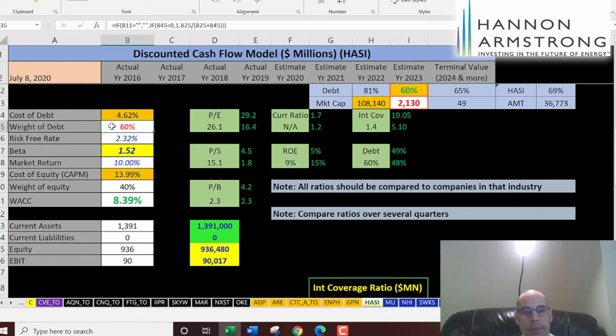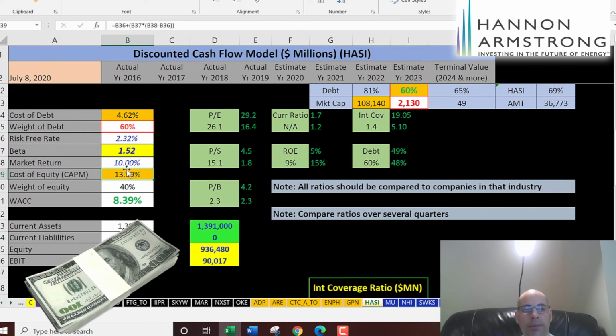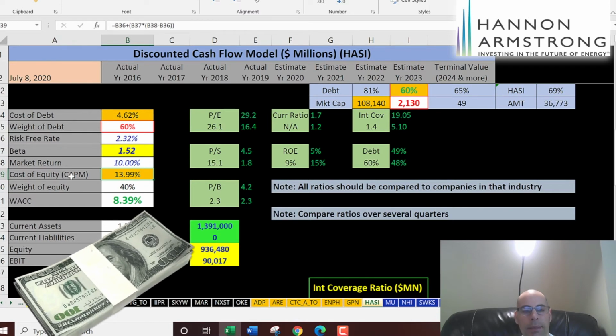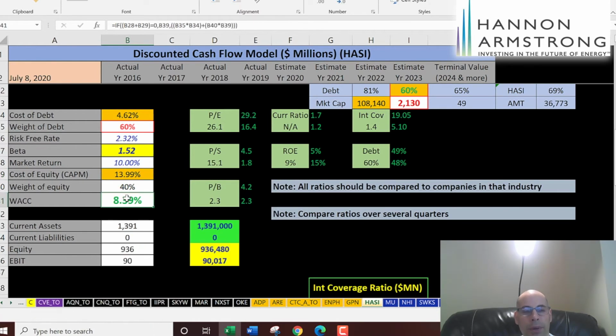So let's look at their capital structure. They have 60% debt, and the cost of debt is 4.6%. And they have 40% equity, and the cost of equity is 14%. And we figure that out using the capital asset pricing model. So the weighted average cost of capital is a combination of the cost of debt and the cost of equity, 8.4%. And that's what we're going to use to discount the future cash flows.